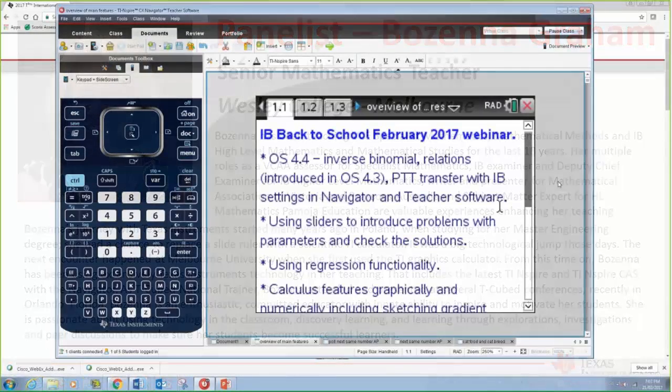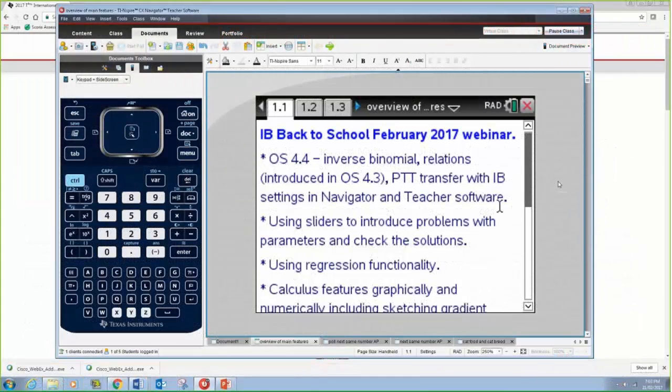We'll start by introducing the new operating system 4.4, which was released a few weeks ago. There aren't many major changes. Probably inverse binomial is one of the main changes. Other than that, we still have relations and control menu for quick access to some functions, which I will talk about later.